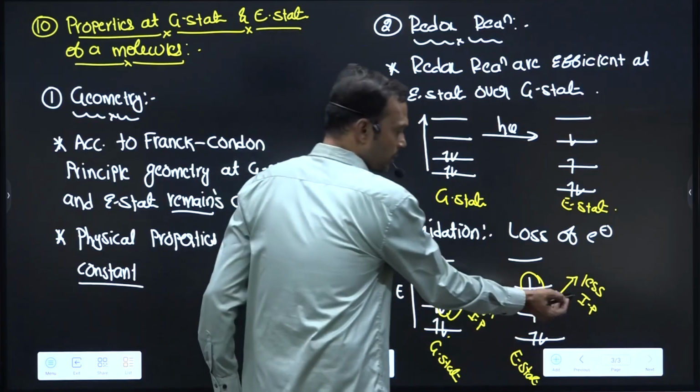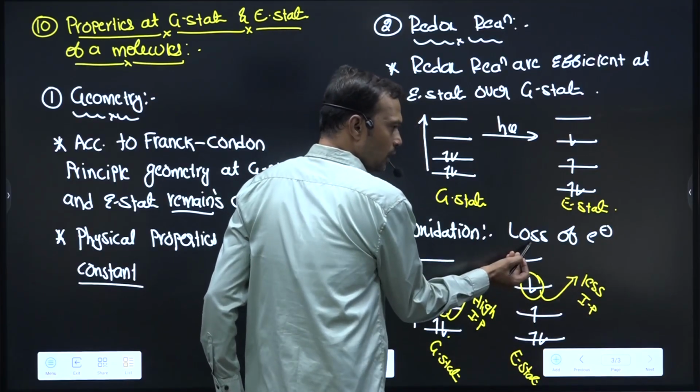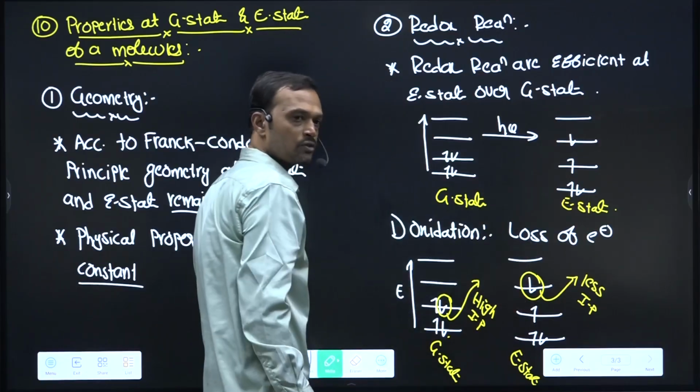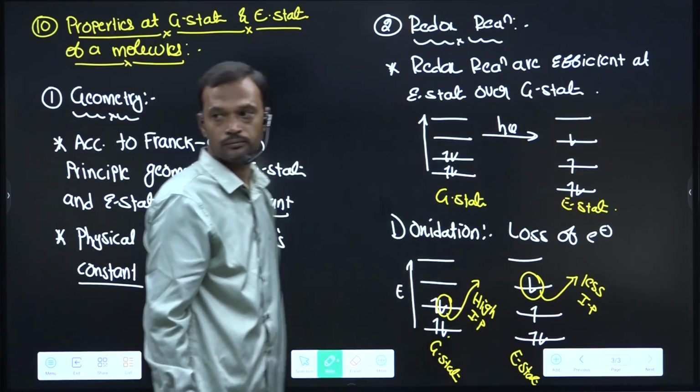Less IP means less energy. Less energy required for removing an electron means oxidation takes place very fast. So which state is better? The excited state is better than the ground state for oxidation.